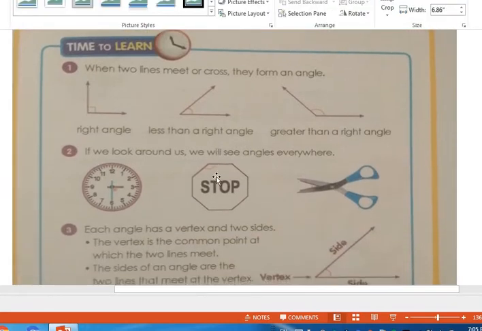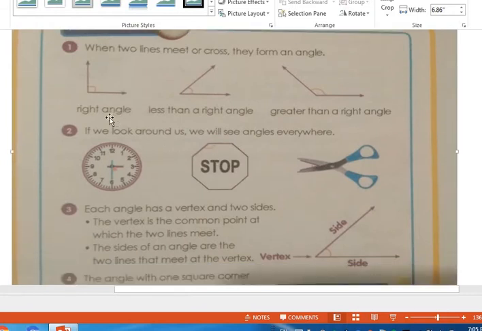What I should know now is that this is called a right angle, which gives me 90 degrees. This angle is less than this one. Do you notice that? Of course. And this angle is greater than a right angle.